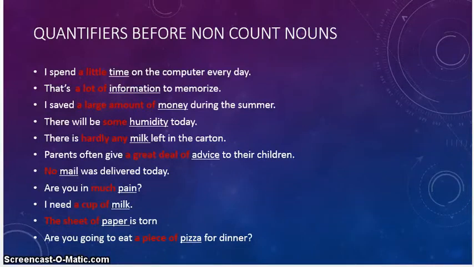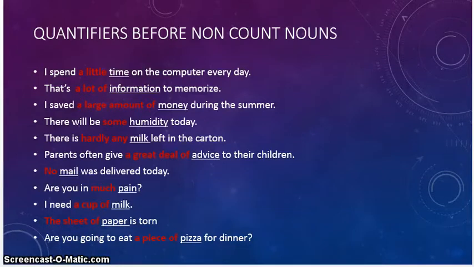Now, you can choose which quantifier you want to use before non-count nouns. There are some rules about which quantifiers should be used with which non-count nouns, and we will talk about that later in this video.